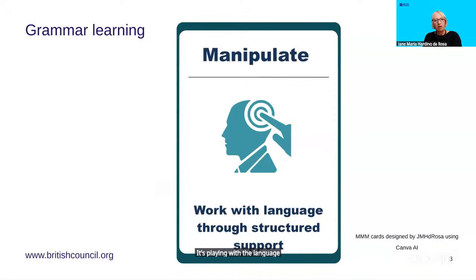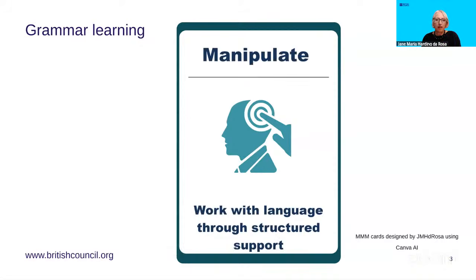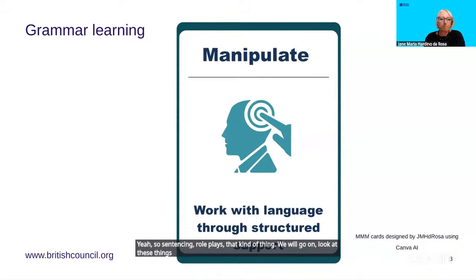If you're with very young learners, it's giving them that opportunity just to get really familiar with it and play with it and see what sounds right or looks right and what doesn't. Yeah, so sentencing, role plays, that kind of thing. We'll go on and look at these things in a minute.